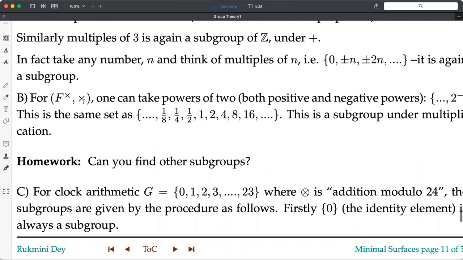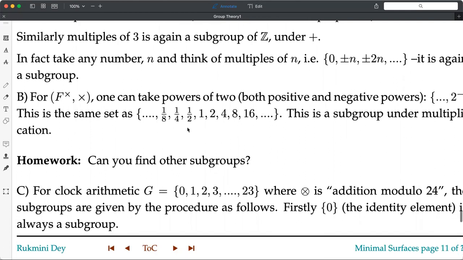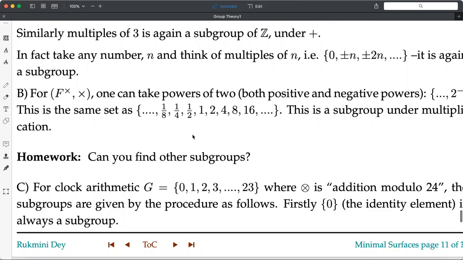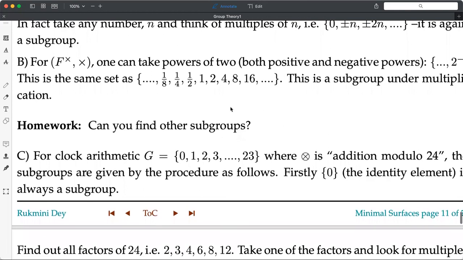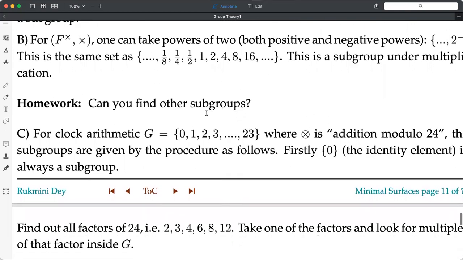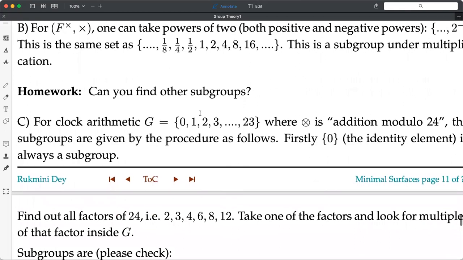For Q cross, for example, you can take both positive and negative powers of 2. For example, 1/8, 1/4, half, 1, 2, 4, 8, 16. Can you now tell me why you have to take negative powers also? Okay, just think about it. And this is a subgroup under multiplication. Can you find other subgroups?